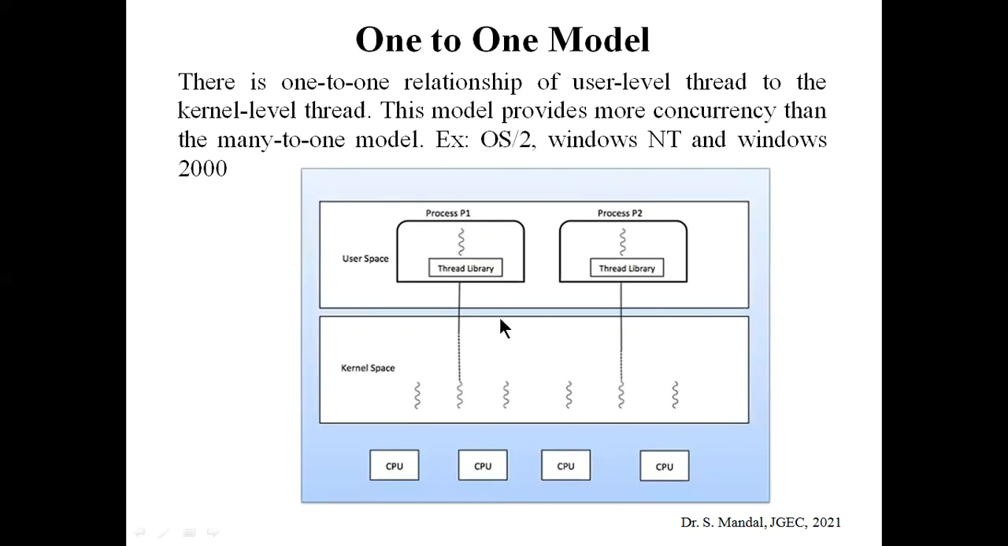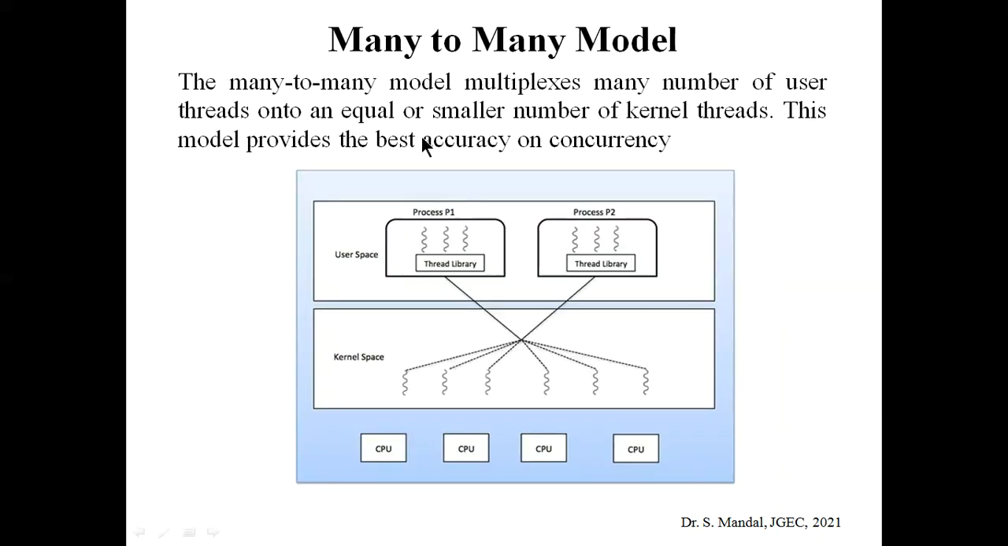And the one-to-one model, basically this was discussed in an earlier slide. In the one-to-one relationship, one user level thread is mapped to one kernel level thread only, and after that it will be executed by the respective CPU. But it is quite interesting to note that this model provides more concurrency than the many to one model, because a user level thread is dedicated to one kernel thread. That's why the concurrency is better than the earlier model. But the best one is the many to many model.